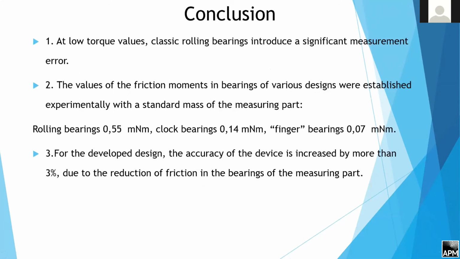Thus, at low values of torque, the classic rolling bearing introduced a significant measurement error. The design option presented last is most preferred for use in devices of this type. The accuracy of the device is increased by more than 3% due to the reduction of friction in the bearing of the measuring part. That's all.